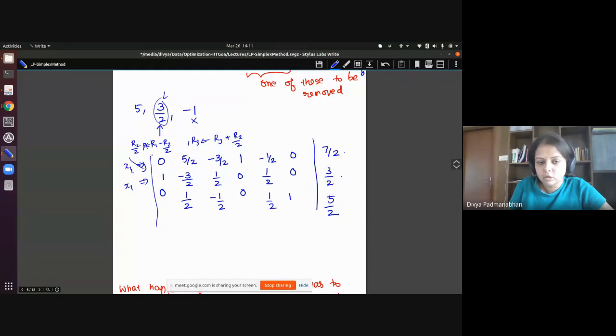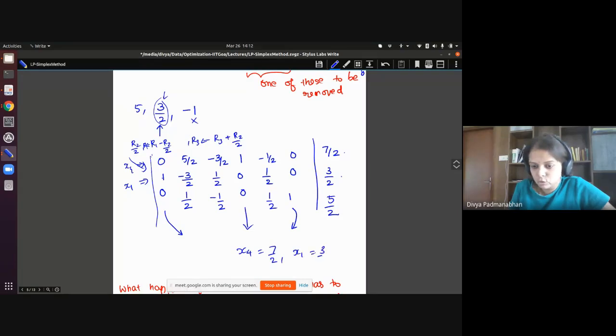So these are the basic vectors now. You can see that the identity elements are not together. They can be spread out in the tableau. So the first row corresponds to x4, which is the basic variable it corresponds to. The second row corresponds to x1. So x4 is 7 by 2 as per this, and x1 is 3 by 2. And the last one, which basic variable does it correspond to? Can somebody tell me?